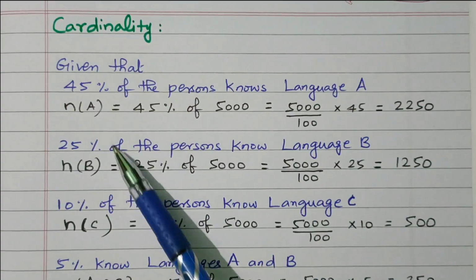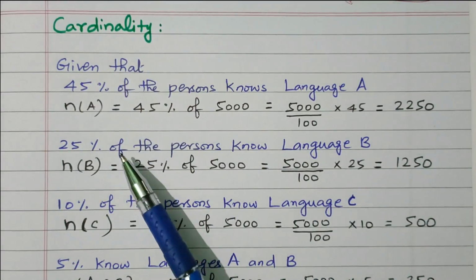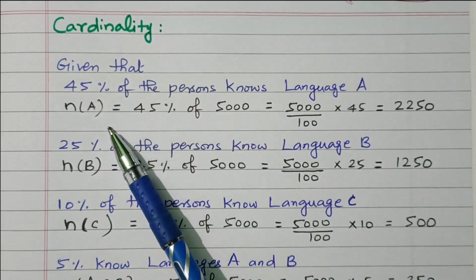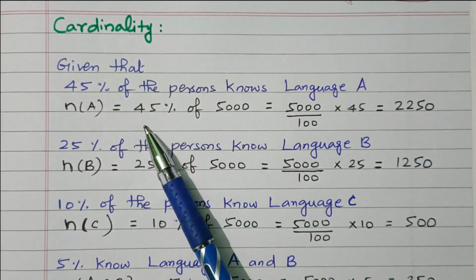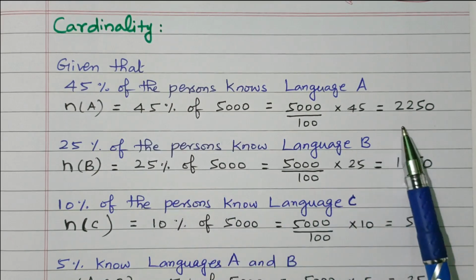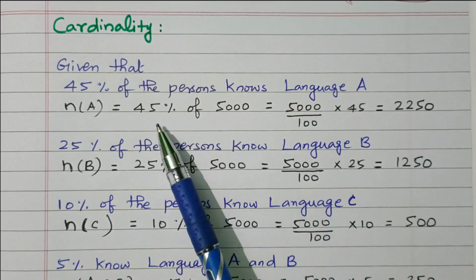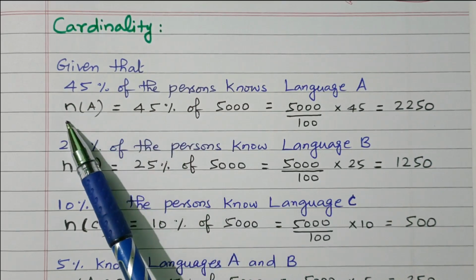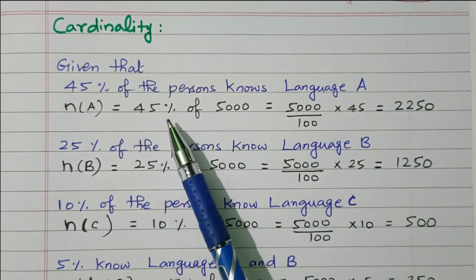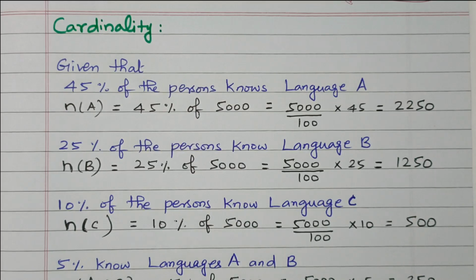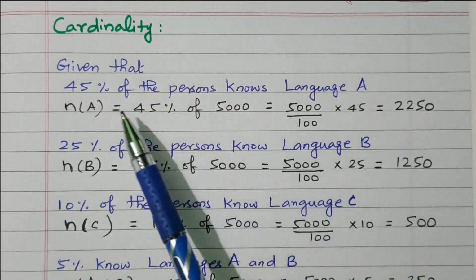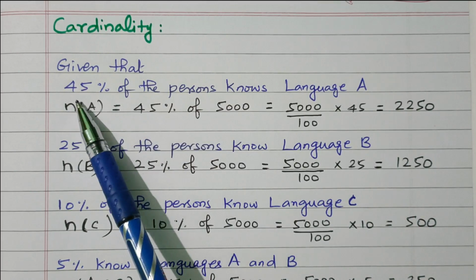First we will see the cardinality method. From the given data we will find, in this problem the percentage is given. Now we need to find the numbers. Total 5,000 persons available in the town. From the given percentage we need to find number of person knows language A, B, C, like that we need to find the numbers. First we will find the language A.